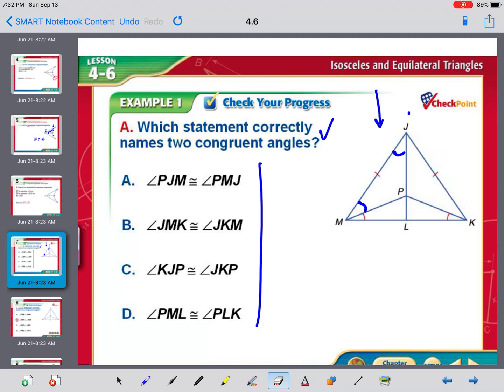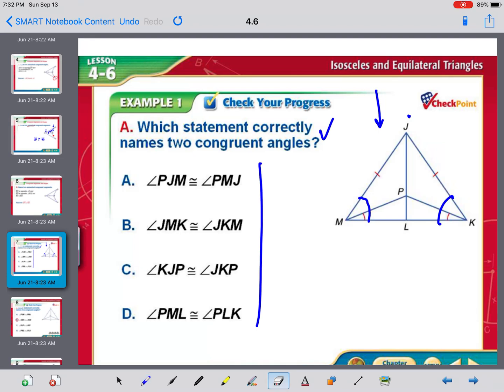So it's this one here. Do we have any reason to say that those two are congruent? What we'd have to have is this and this congruent, because if these two sides, these two legs, were congruent, then that would mean the base angles and all that. But we do not have that. So we cannot say that.